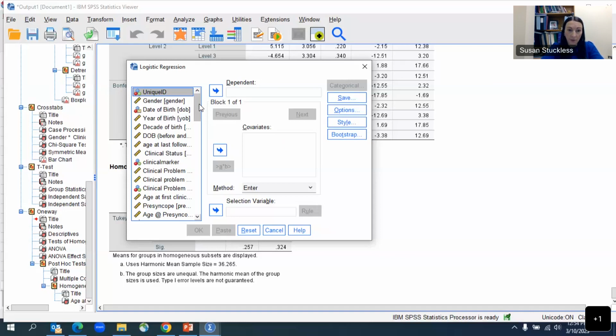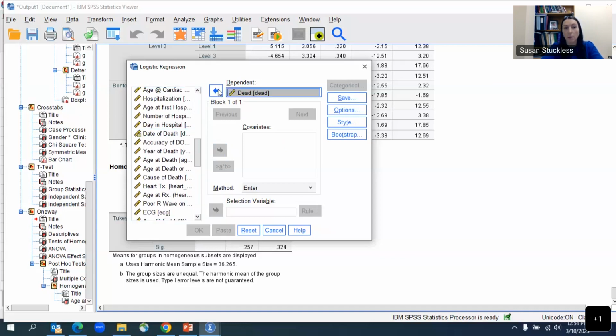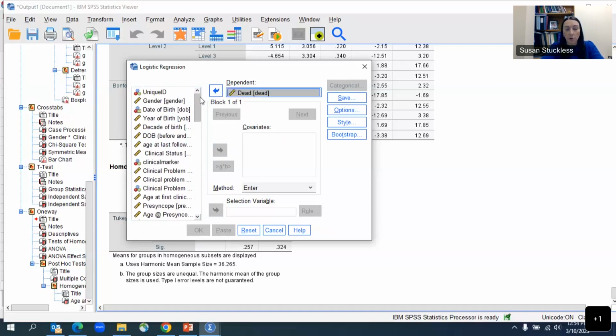So as I said, for this one, our dependent variable is going to be, did they die or not? And then the factors, or the covariates or independent variables, I'm going to use gender, the clinical marker.